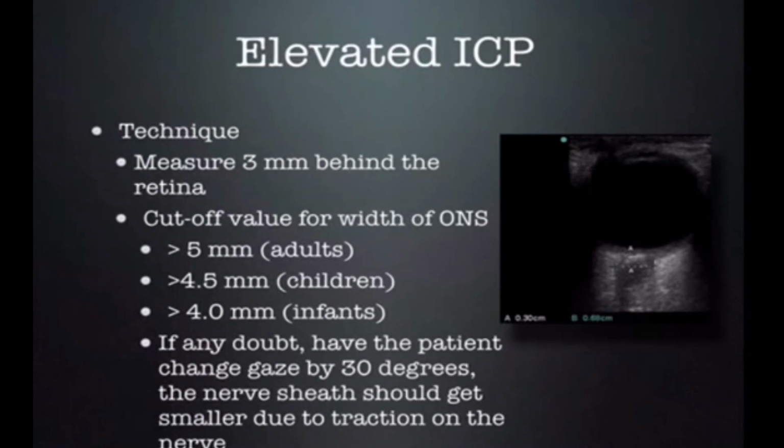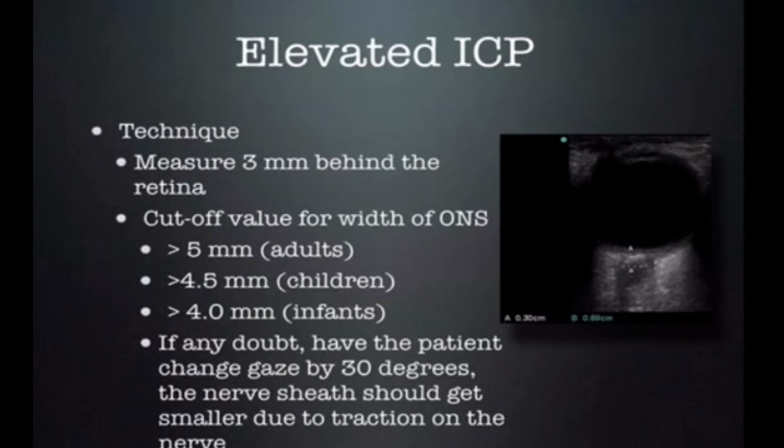This is the A measurement. And then measure from side to side the hypoechoic structure that is the optic nerve sheath. The normal cutoff values for adults is less than 5 millimeters width. Children, 4.5 millimeters width. And for infants, less than 4 millimeters width.